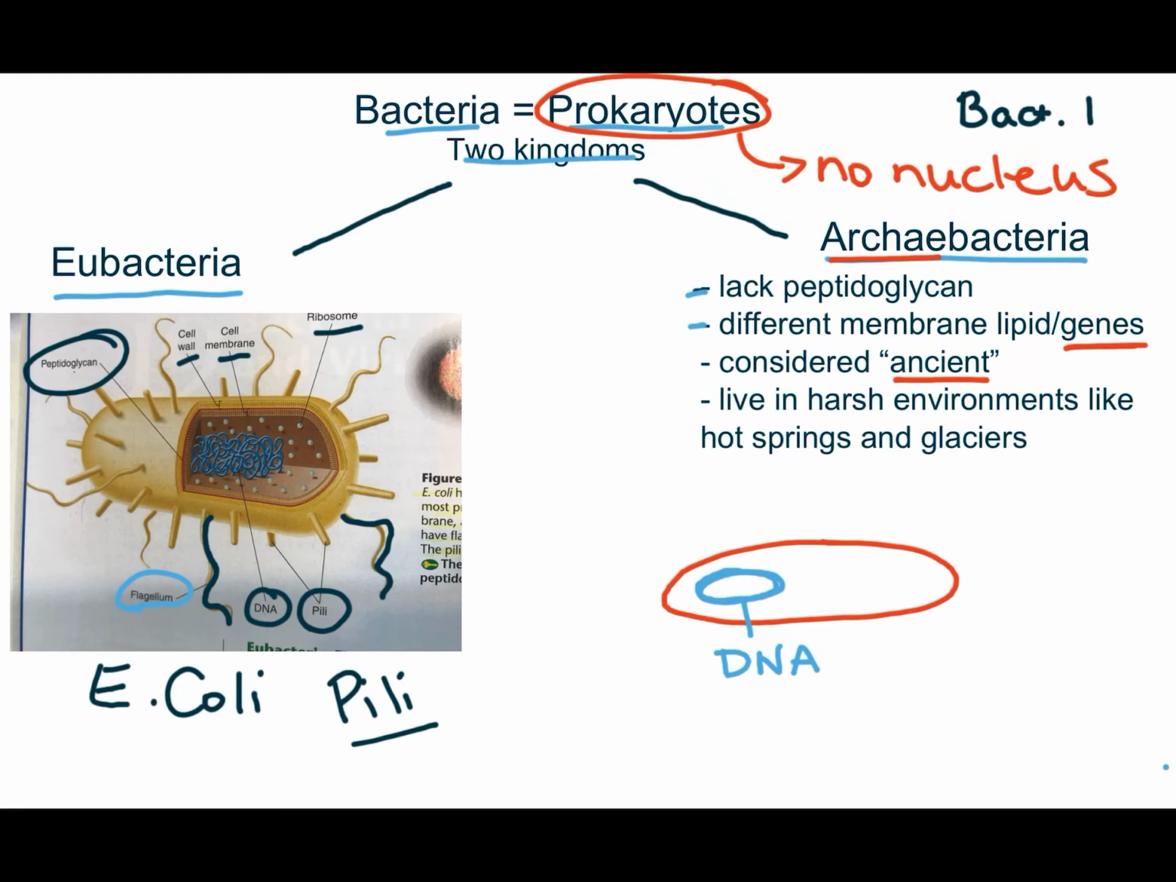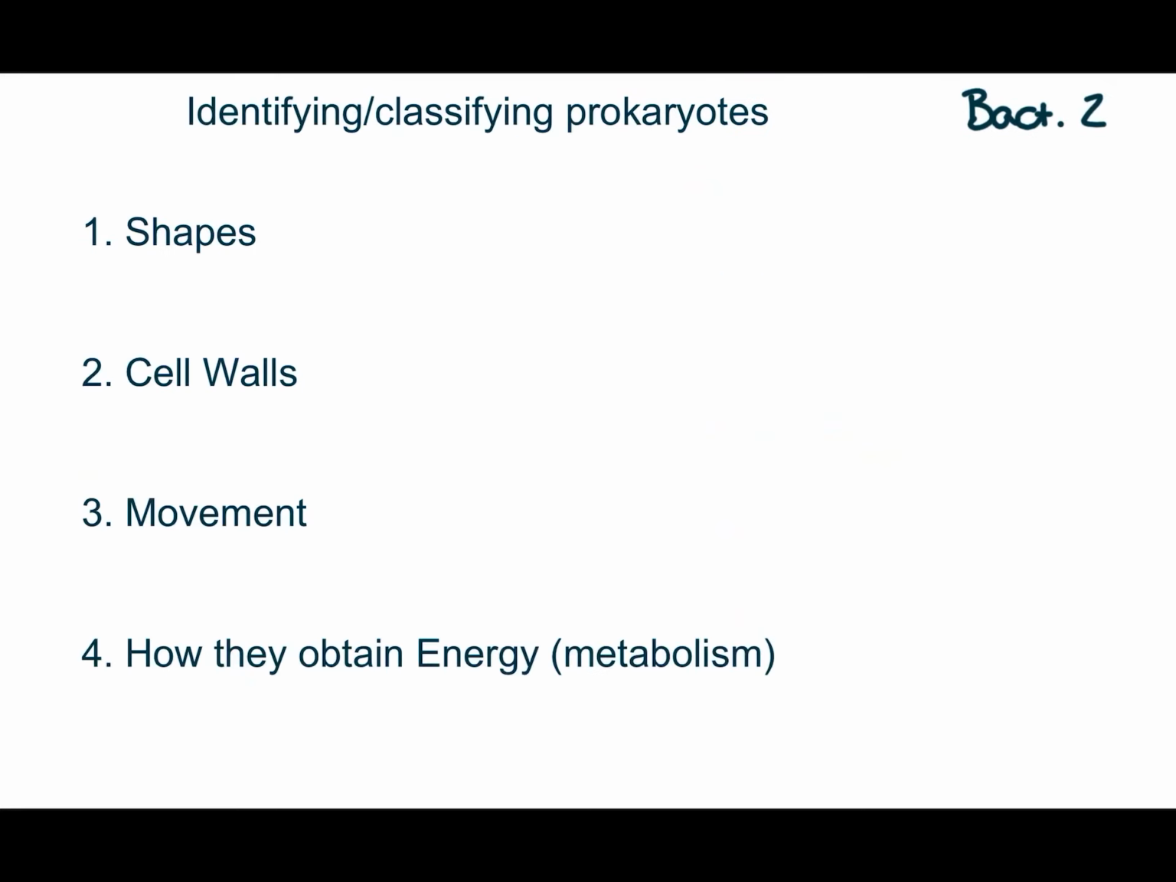And then, of course, unlike eubacteria, archaeobacteria live in really harsh environments, extreme environments, you might say. You can find them at the bottom of glaciers. You can find them in hot springs. So they're really interesting and very different from eubacteria, and that's why they were put into two different kingdoms.